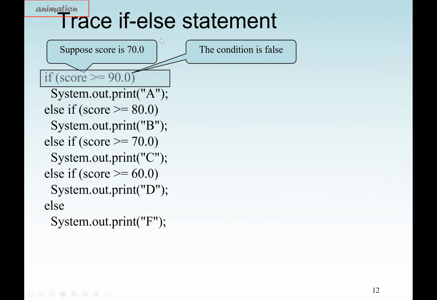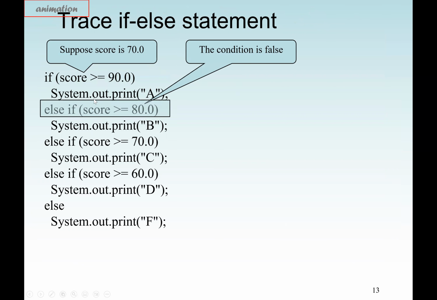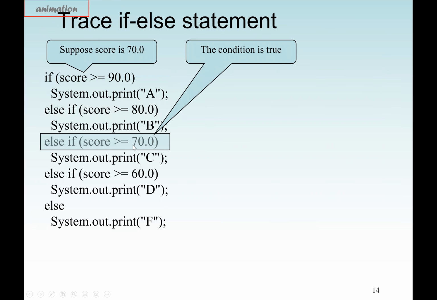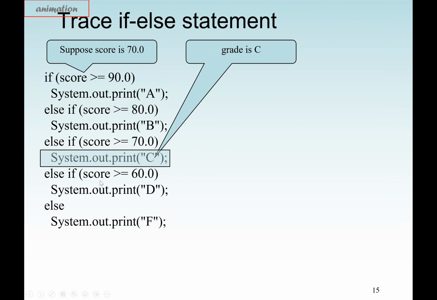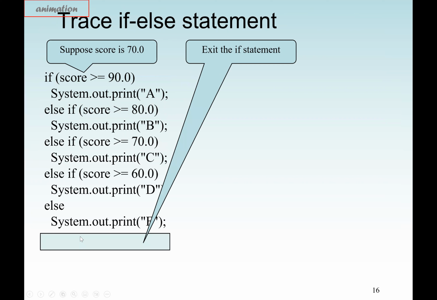So this is the trace for the multiple if-else. Here, let's assume we have a score of 70. Is 70 greater than or equal to 90? No, the condition is false, so we check the next condition. Is 70 greater than or equal to 80? No. Is 70 greater than or equal to 70? Yes. So now we're going to print C. Then we skip the rest of the conditions.